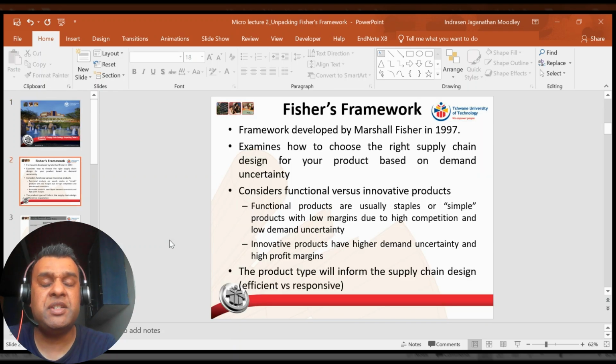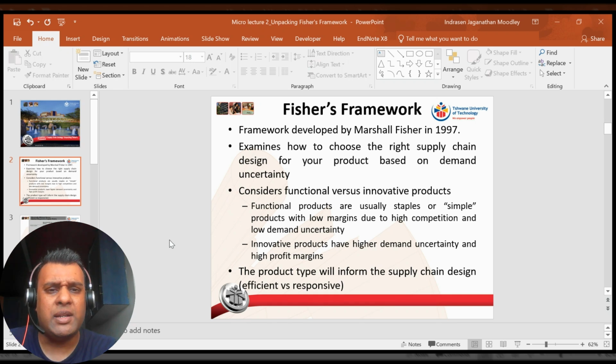Fisher's framework was first developed by Marshall Fisher in 1997, published in the Harvard Business Review, and it examines how to choose the right supply chain for your product based upon demand uncertainty. So, Fisher considered two different types of products. Broadly speaking, all products and services can be divided into one of these two categories.